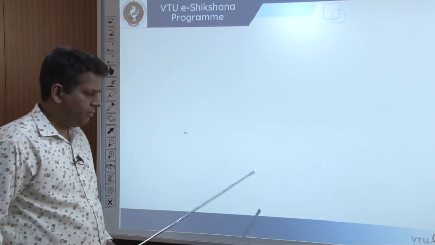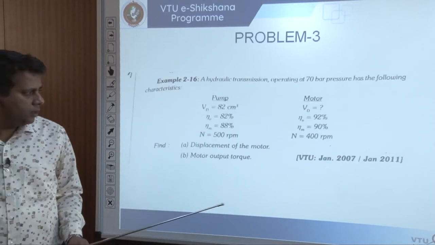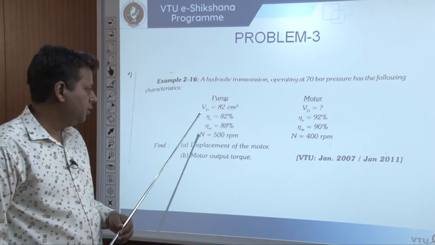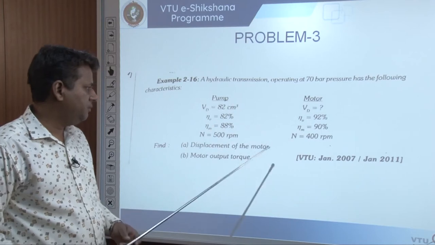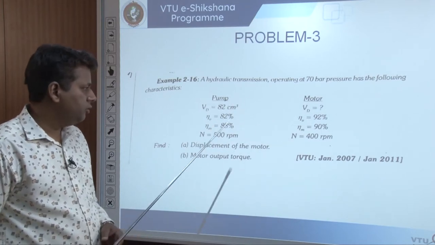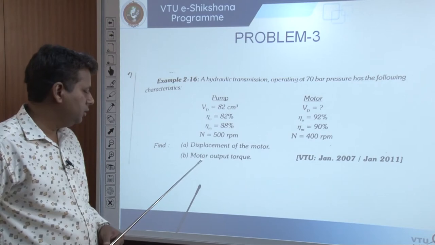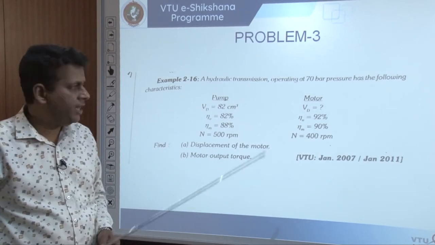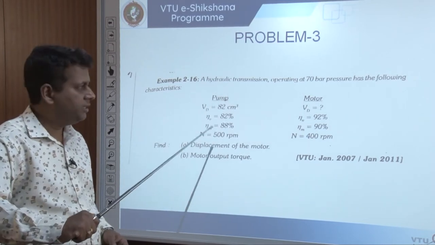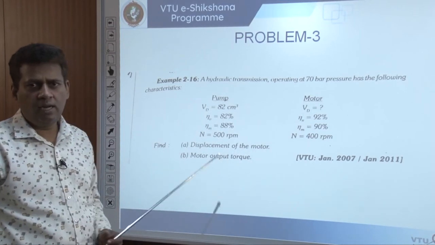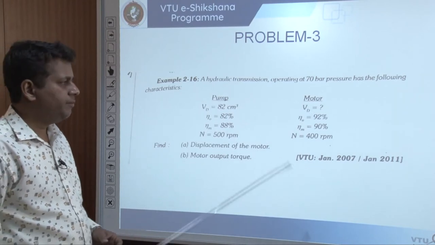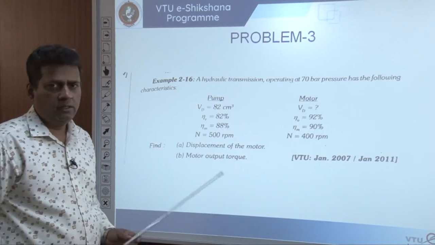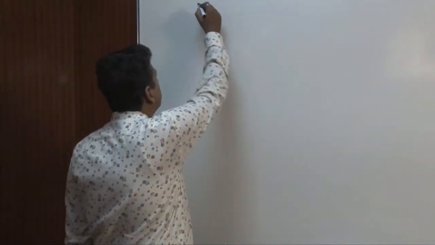The volumetric efficiency of the pump. Mechanical efficiency is 88% for the pump, and 90% for the motor. Speed is 500 rpm for pump and 400 rpm for motor. So using this data you have to find out displacement of the motor as well as motor output torque. So we are combining two problems, motor as well as pump. Pump I have solved in the last class, right? So this type of hybrid problem may appear in the exam. It has appeared twice. So let us solve this problem on the board.